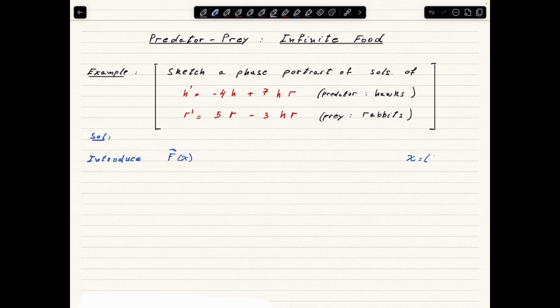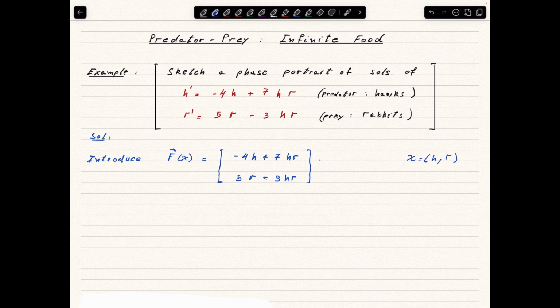The variable hog is going to be the variable in the horizontal axis on the pictures, and rabbits in the vertical axis. And what is the field then? Well, the field is going to be something more or less like this. The first component of the field is minus 4h plus 7h times r, and the other equation is 5r minus 3hr.